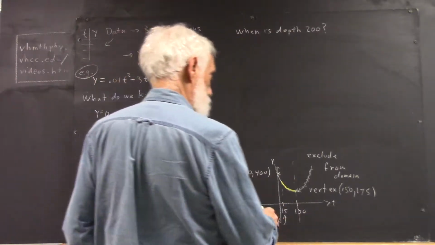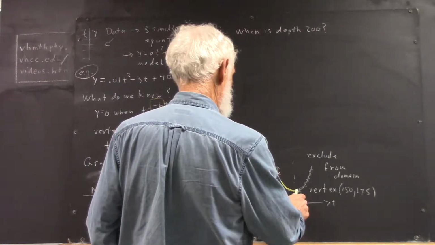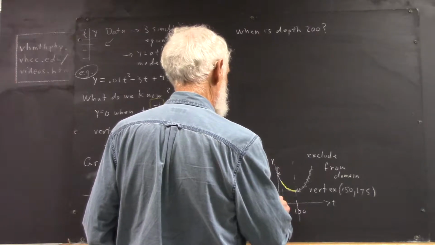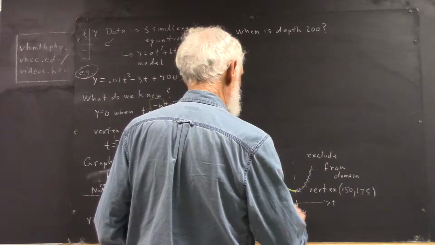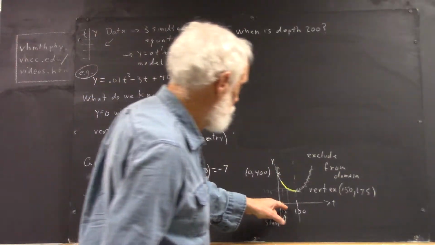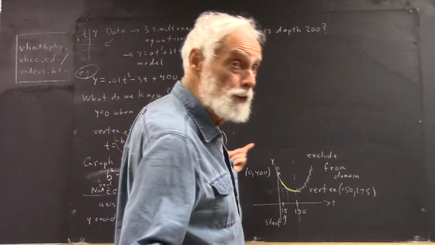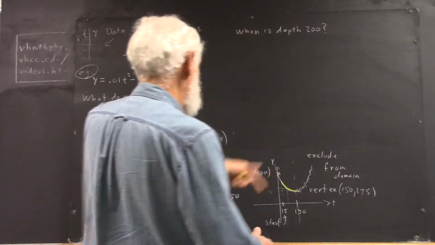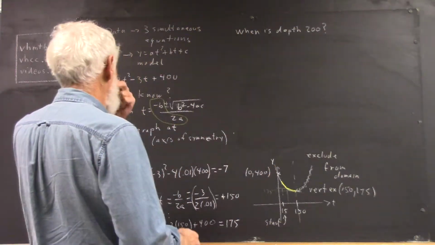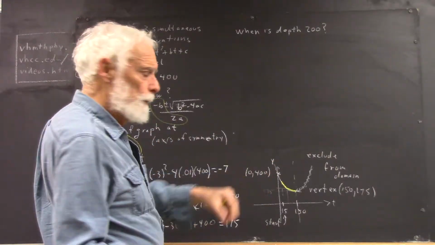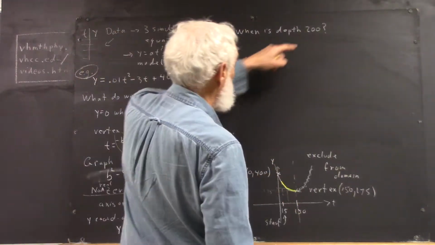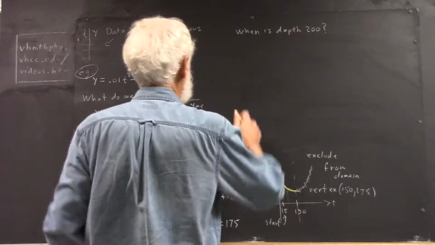So if we want to go to 200, if this is 175, we could estimate on our graph it's probably going to be maybe around here. And that looks like maybe halfway to 150, maybe 75. Of course, the graph might not be all that accurate. So that was just a very cursory estimate, but we need to be able to do those. So we're pretty sure the depth is going to be 200 at some time, though.